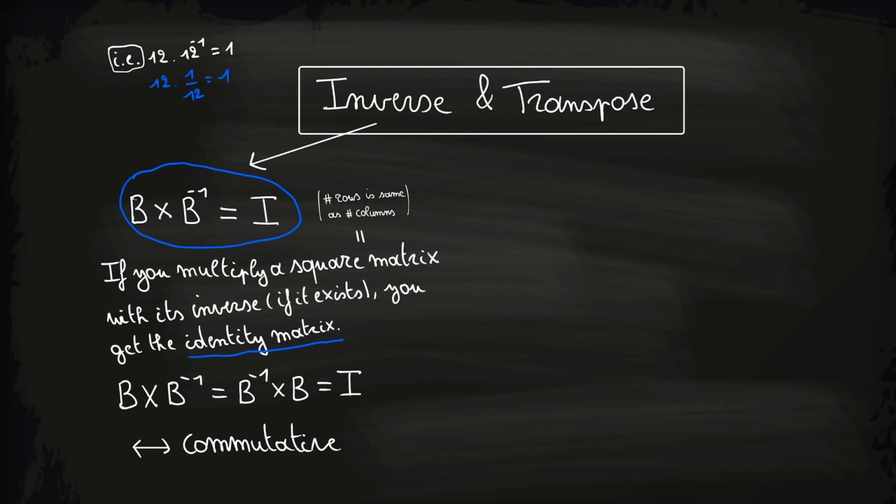A second exception on this non-commutative rule is if you multiply a square matrix, meaning it contains as many rows as columns, with its inverse, given that the inverse of this matrix exists, then you get the identity matrix. Matrices that don't have an inverse are called singular or degenerate.